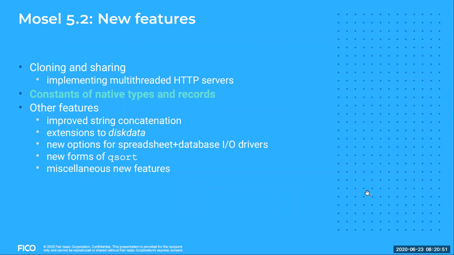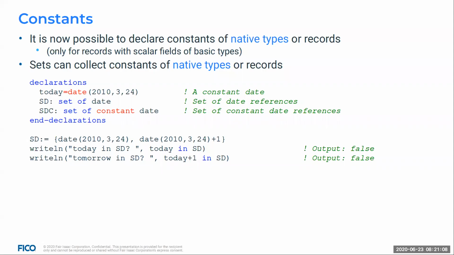Now, coming to the next big topic, constants of native types and records. Any questions regarding the HTTP servers? Okay, well, doesn't seem to be the case.